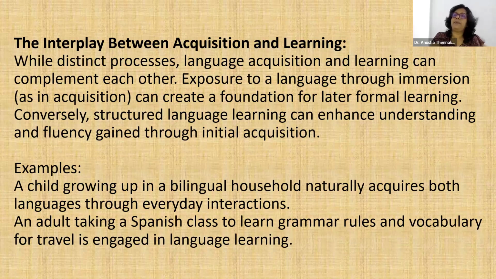So we'll see the examples, then you can understand it very clearly. A child growing up in a bilingual household naturally acquires both languages through everyday interactions. Okay, so if a child is growing up in a bilingual household, that means within the household activities, two languages are used. So they will get a nice exposure to these languages. An adult taking a Spanish class to learn grammar rules and vocabulary for travel is engaged in language learning. Okay, so language learning is done with different purposes actually.